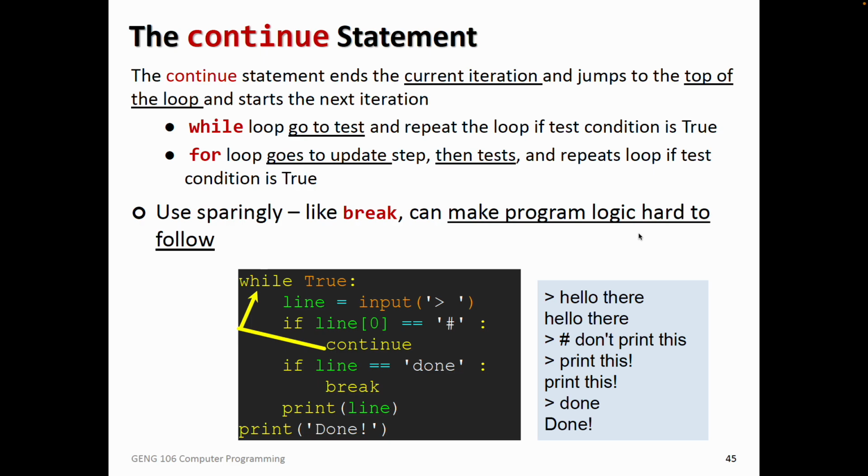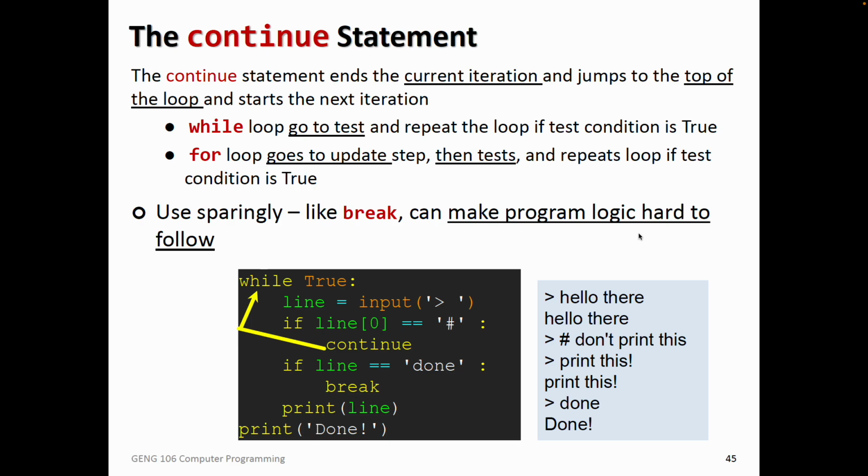So here is some sample output. The user inputs hello there, and then it doesn't start with a hashtag. It's not equal to done. So we print the line. That's why we say hello there. Then we put hashtag don't print this. So we come to here. Yes, the first character is hashtag.